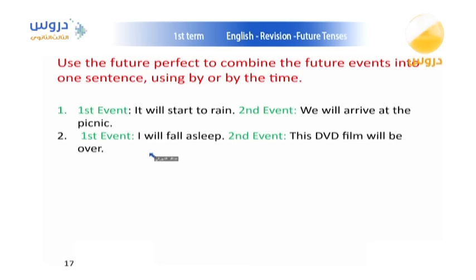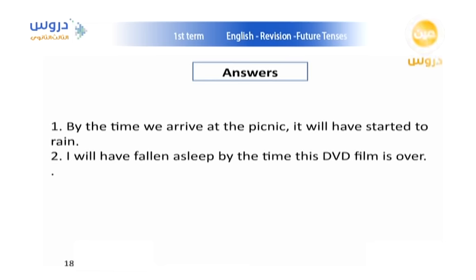Let's give you time now to use what you have just explained. Okay, thank you, Khalid. So we are here to learn. We have the first event, it will start to rain, and the second event, we will arrive at the picnic. And the second sentence: the first event, I will fall asleep, and the second event, this DVD film will be over. And here we have the answers. By the time we arrive at the picnic, it will have started to rain. And the second one, I will have fallen asleep by the time this DVD film is over.